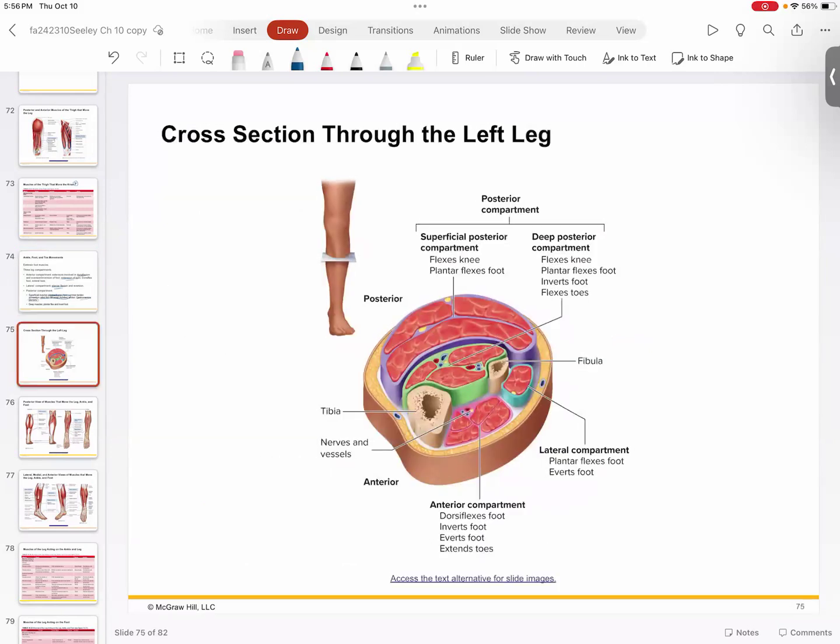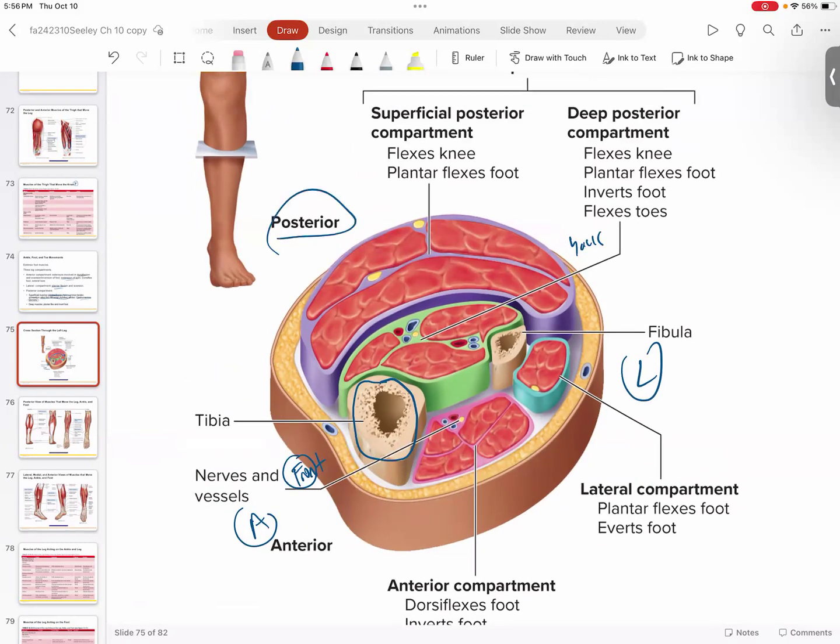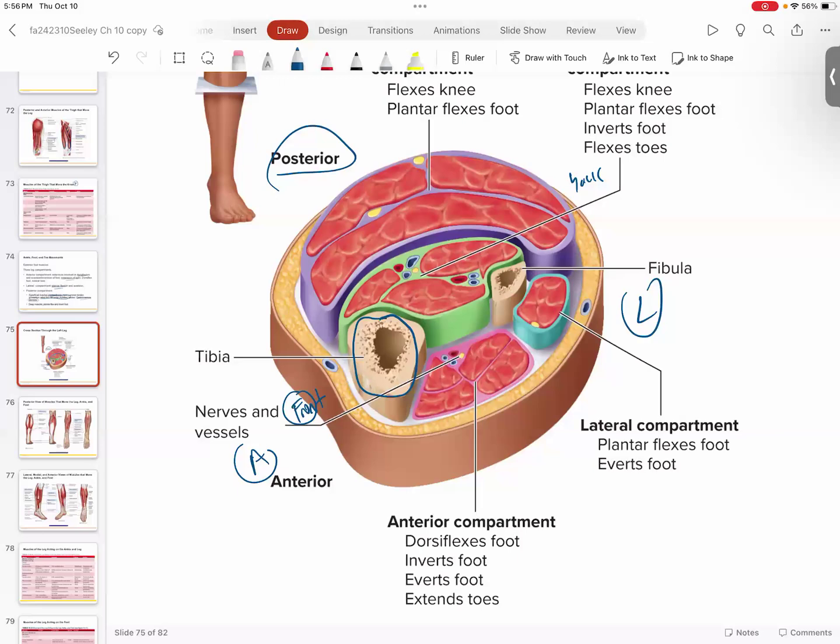So if you take a look at a cross section, it's kind of helpful sometimes to see these differences. Here you can see on this side the lateral. This is the lateral side. This is your anterior side. So this is your tibia, right? That's your shin bone. Just to kind of show you, this is the front, if you will, of your leg. This is kind of the back of your leg. That's your posterior, right?